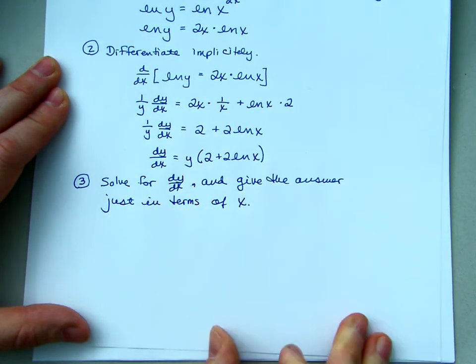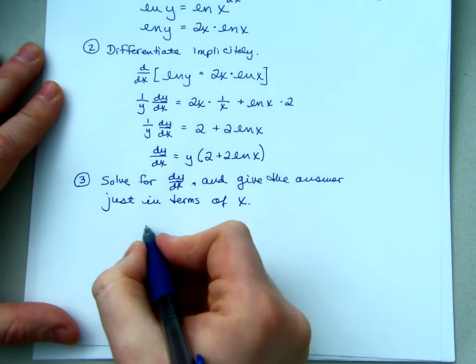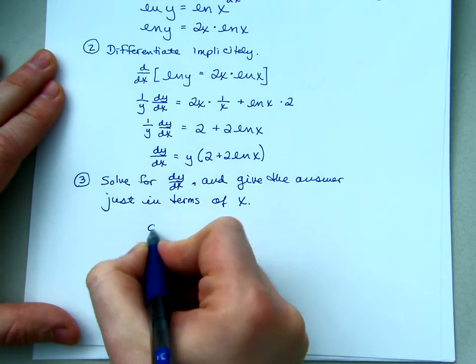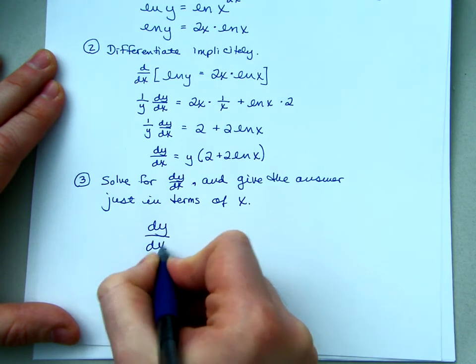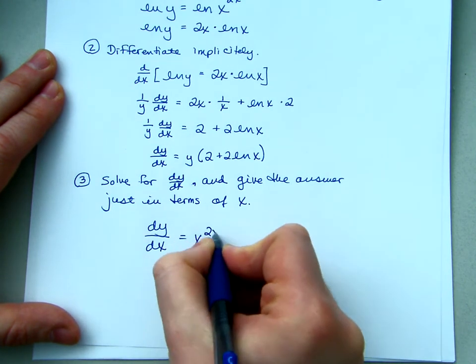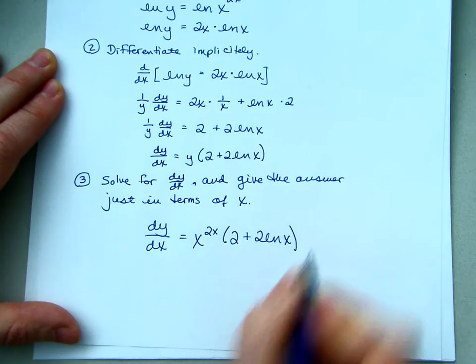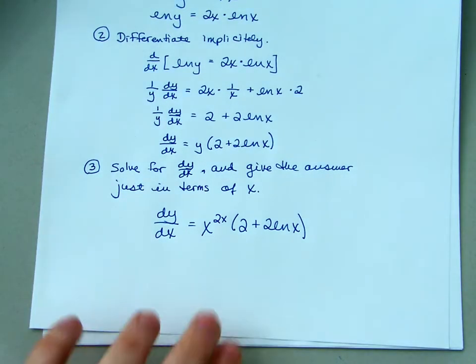Which means we're just going to replace that y with y equals x raised to the 2x. So I'm going to say dy/dx equals x to the 2x times (2 plus 2 ln of x). And that is my derivative.